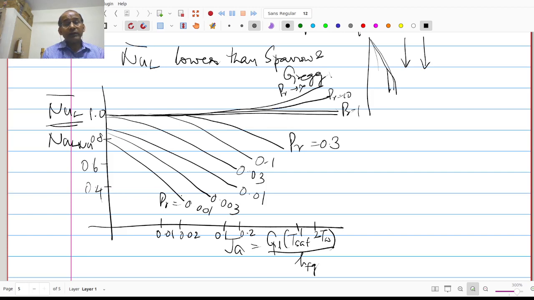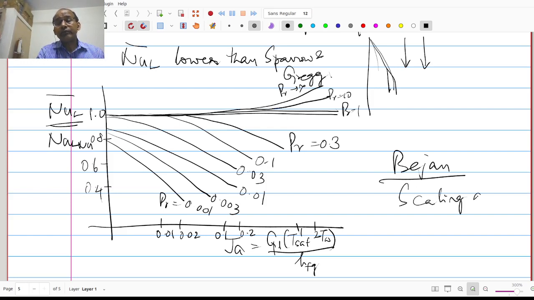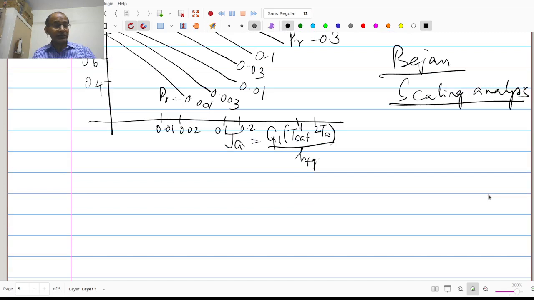So for values of Jacob number higher than 0.01 and for Prandtl number less than 0.3, there were deviations in Sparrow and Gregg results. And what Chen found is that for low Prandtl numbers, the results are substantially different. Okay. Now, Bejan did a scaling analysis. By now, you would have figured that Bejan is pretty good at scaling analysis.